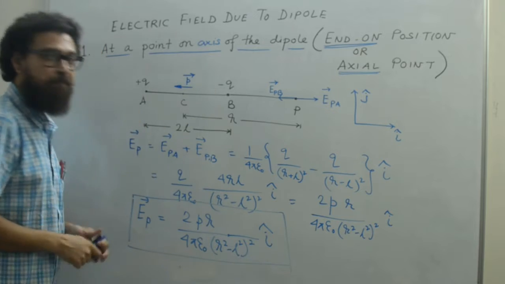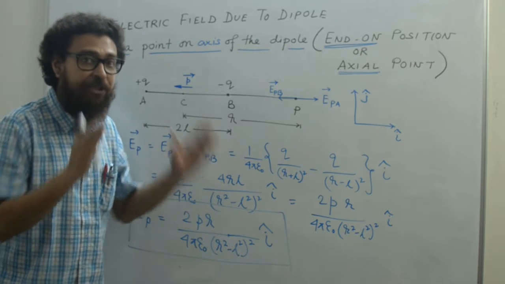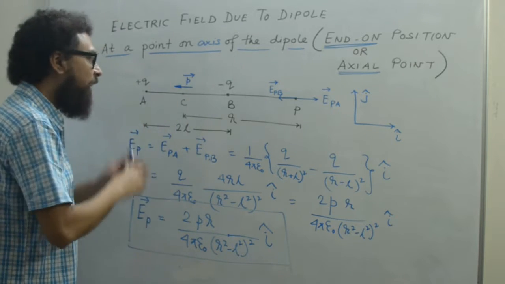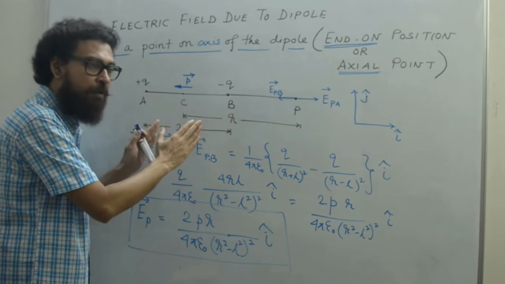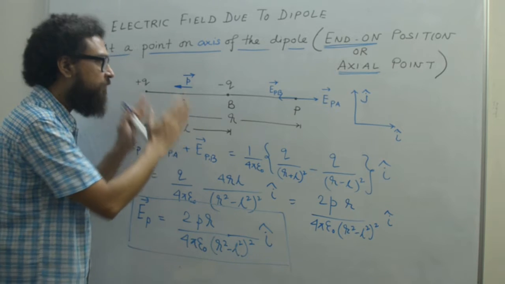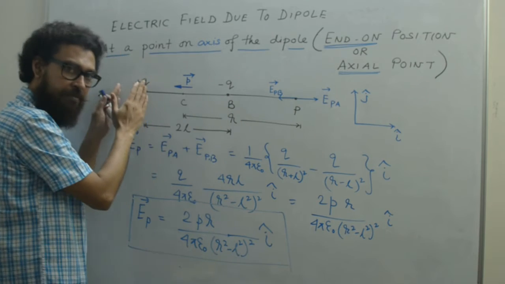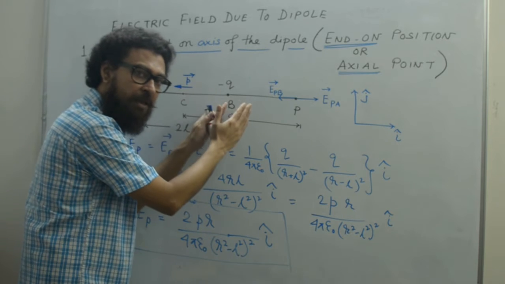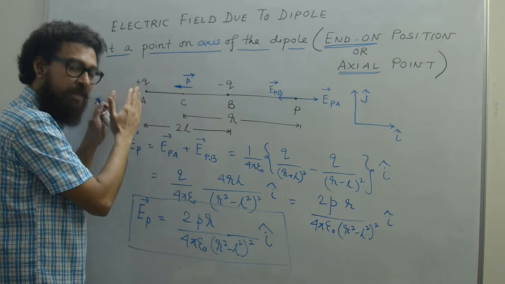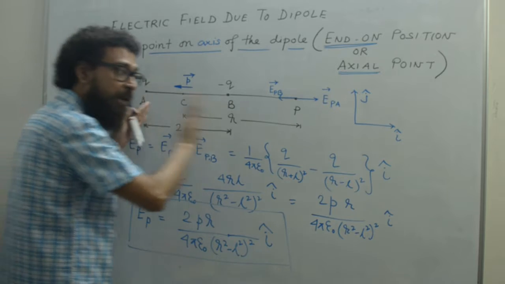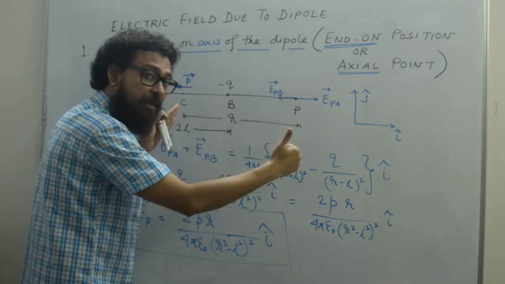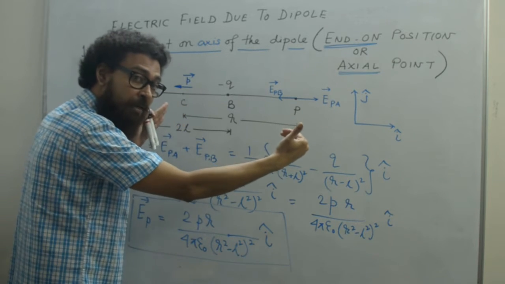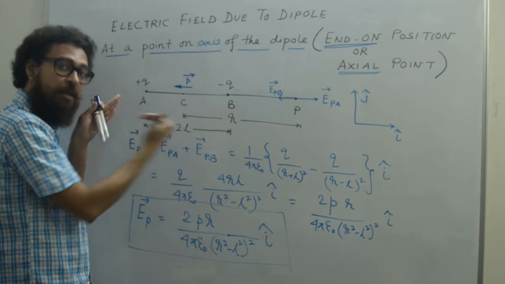This is the direction of dipole moment, and it says dipole moment is always directed from negative charge to positive charge. I repeat, dipole moment is always from negative charge to positive charge. Electric field is away from the positive charge, and for negative charge, electric field is towards.